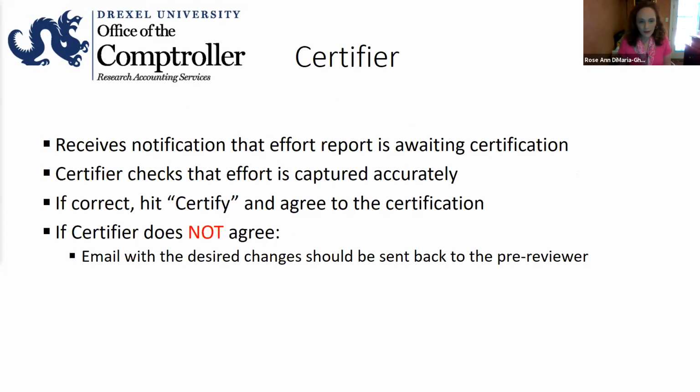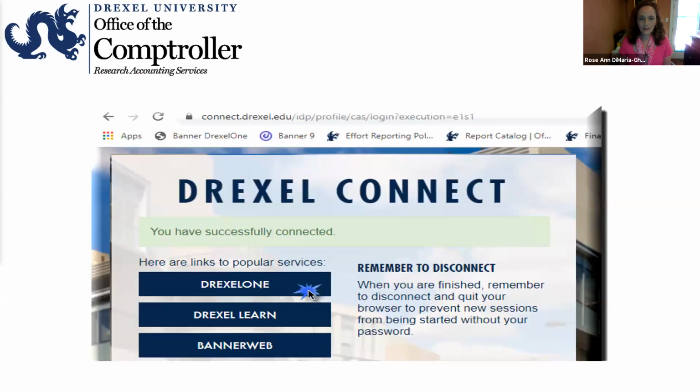You should receive notification that an effort report is waiting for your certification. You need to log into the system, check that the effort is captured accurately, and then hit certify. If you don't agree, then you need to send an email with the desired changes back to the pre-reviewer. So let's go to the next slide. Okay, and so you log into Drexel One.